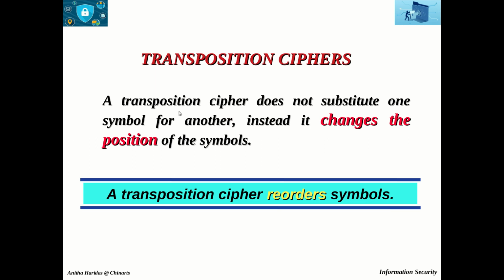We have seen the transposition cipher does not substitute one symbol for another. Instead, it changes the position of the symbols. It means the transposition cipher reorders the symbols, whereas the substitution cipher replaces a plain text character with a symbol. The transposition cipher is not going to substitute a symbol. Instead, it changes the position of the symbol. It looks like the plain text will be in a jumbled form, or you can say it is scrambled.